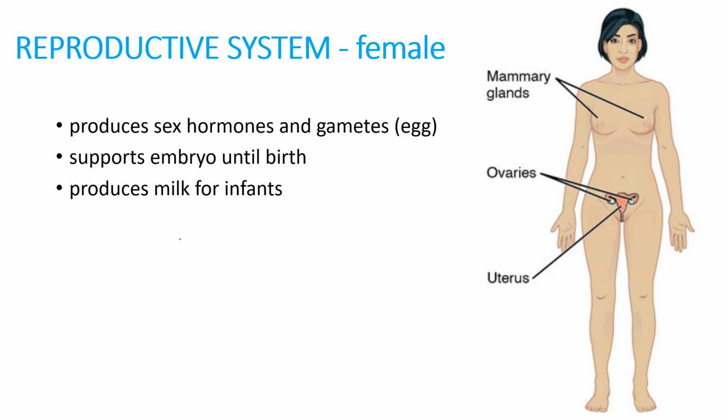Now, the female reproductive system, which is going to be letter L on your labeling handout, includes organs such as the mammary glands, the ovaries, the uterus. Notice the first bullet here.